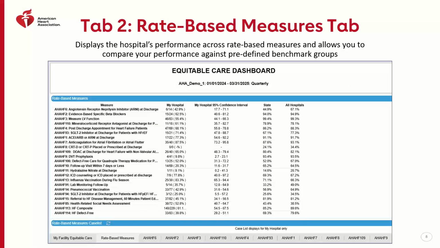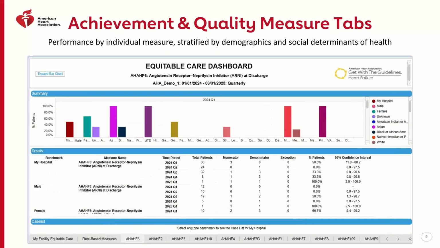Next slide. Tab 2 displays your hospital's performance for the rate-based measures benchmarked against other groups, such as your state and all participating hospitals. The other tabs that show individual measures appear like the slide shown here. Next slide. This is another example of one of the slides that shows how your rate-based measures will appear in the report.